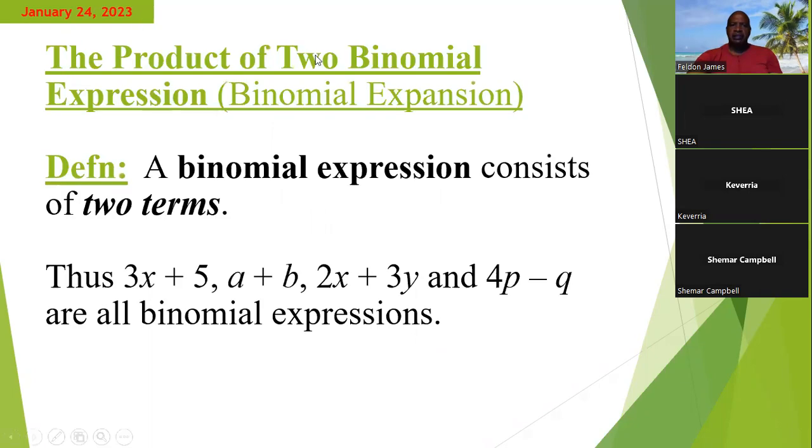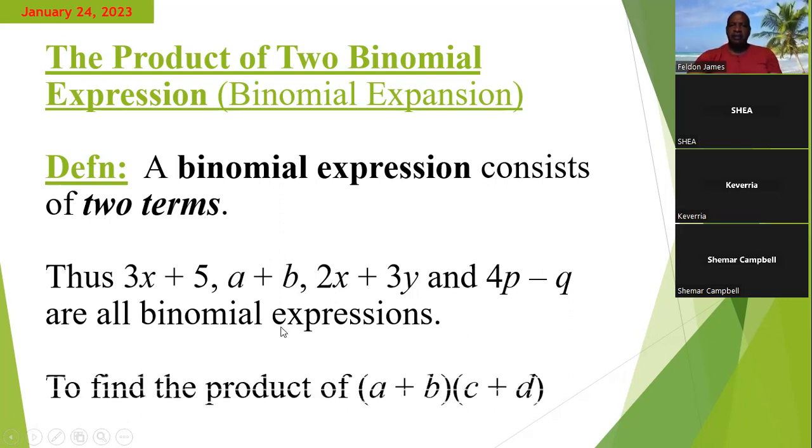All right. So our aim here is to find the product of binomial expressions. So we are finding the product of two binomials. And we say that a binomial is an expression with two terms. It consists of two terms. And clearly, each of these is an example of a binomial.